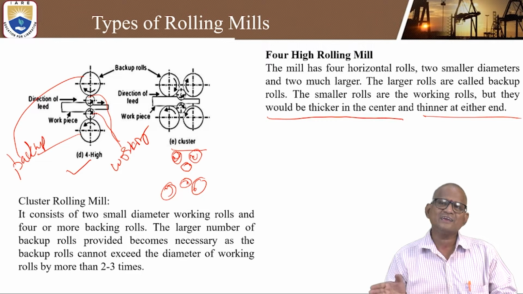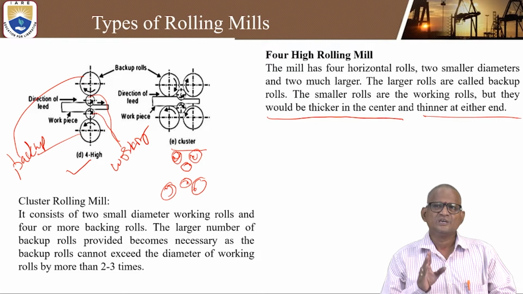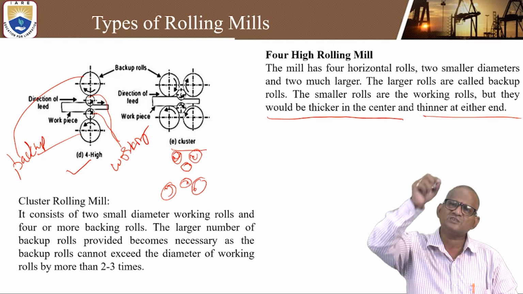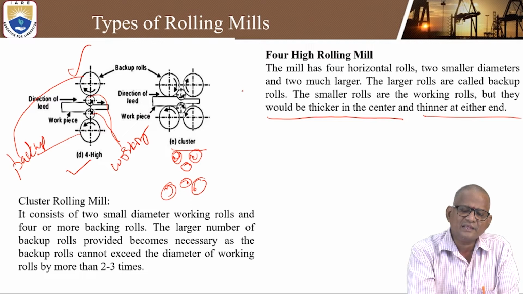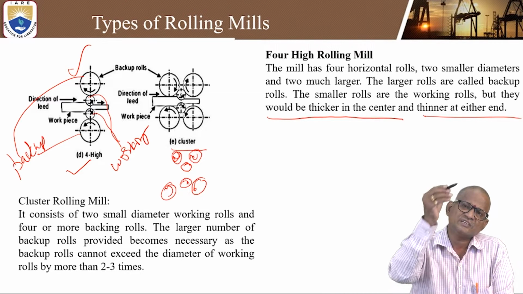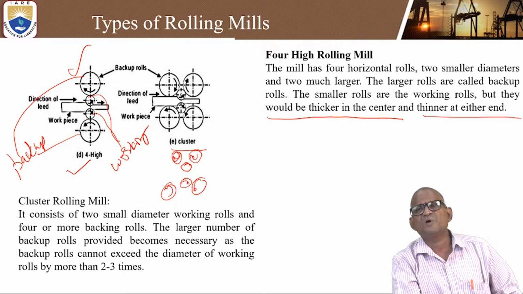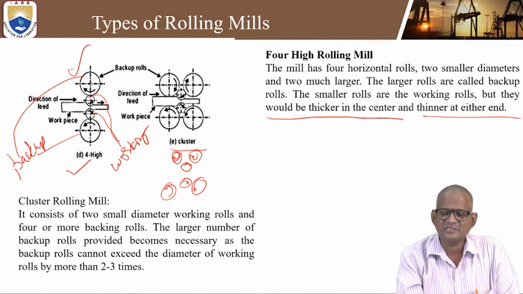And coming to the 4 high and cluster mill, the only difference between the 4 high and cluster mill is that in the 4 high mill, the rollers are kept vertically, with one working roll and above that working roll we can add the backup roll. But whereas in the cluster mill, the backup rolls are kept parallel, in between the working rolls. But in the 4 high roll, we can keep them vertically above. In the 4 high rolling mill, only the smaller rolls are the working rolls, and the backup roll would be thicker at the center and thinner at the end. At the end it will be very thin.